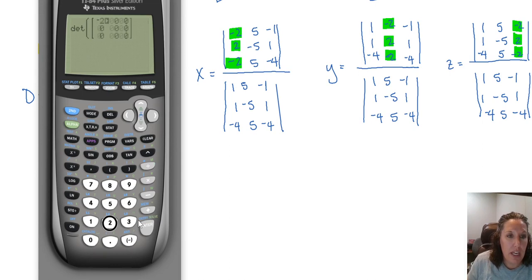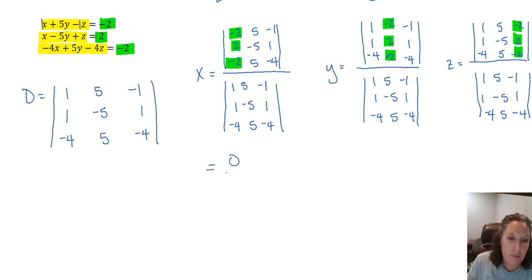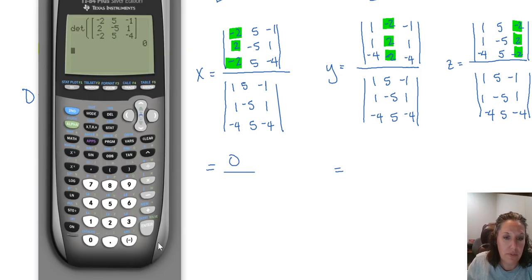All right, so we're going to get negative 2, 5, negative 1, 2, negative 5, 1, negative 2, 5, negative 4. This is going to be our first numerator. That's going to be our x numerator, and we do get 0. So it doesn't really matter what we get on the bottom. We get 0 there. That x value is going to be 0.